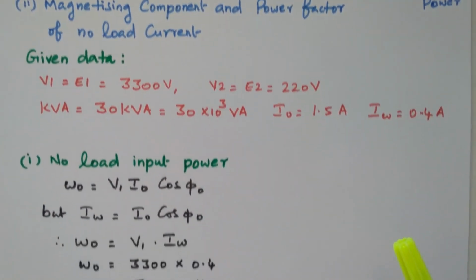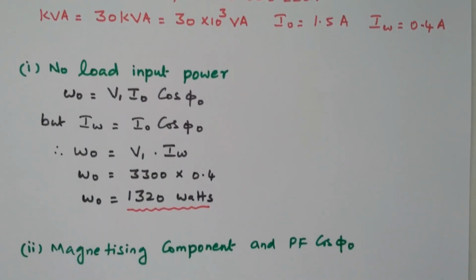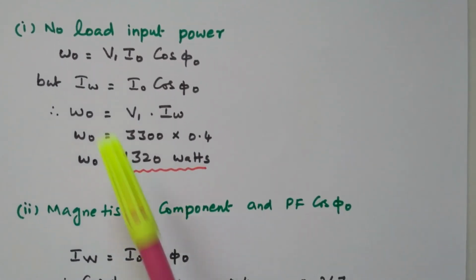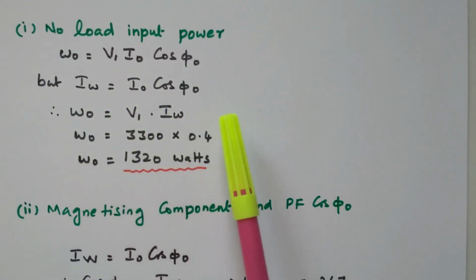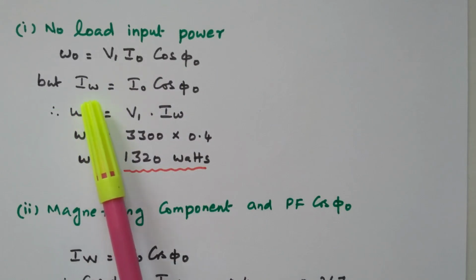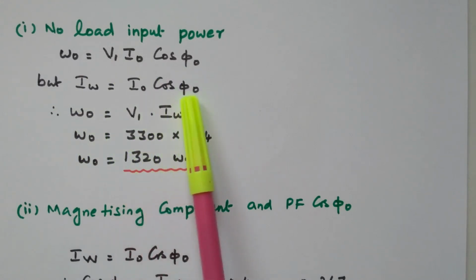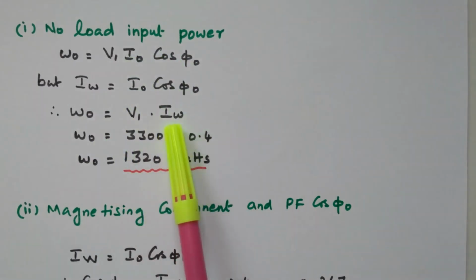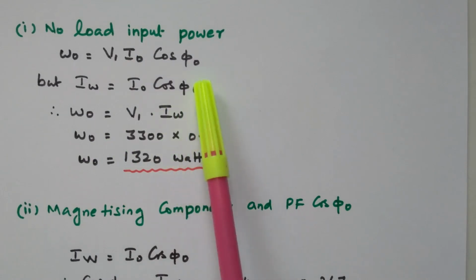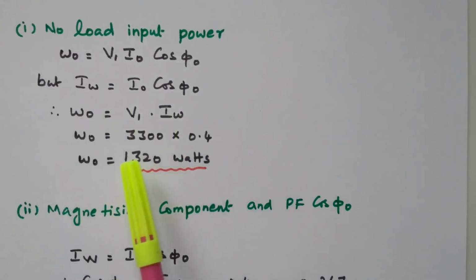First we will find the no-load input power, that is W naught equal to V1 I naught cos phi naught. But IW is given, IW equal to I naught cos phi naught. The cos phi value is not available, so we can replace I naught cos phi naught with IW, the working component. So, W naught is written as V1 into IW.